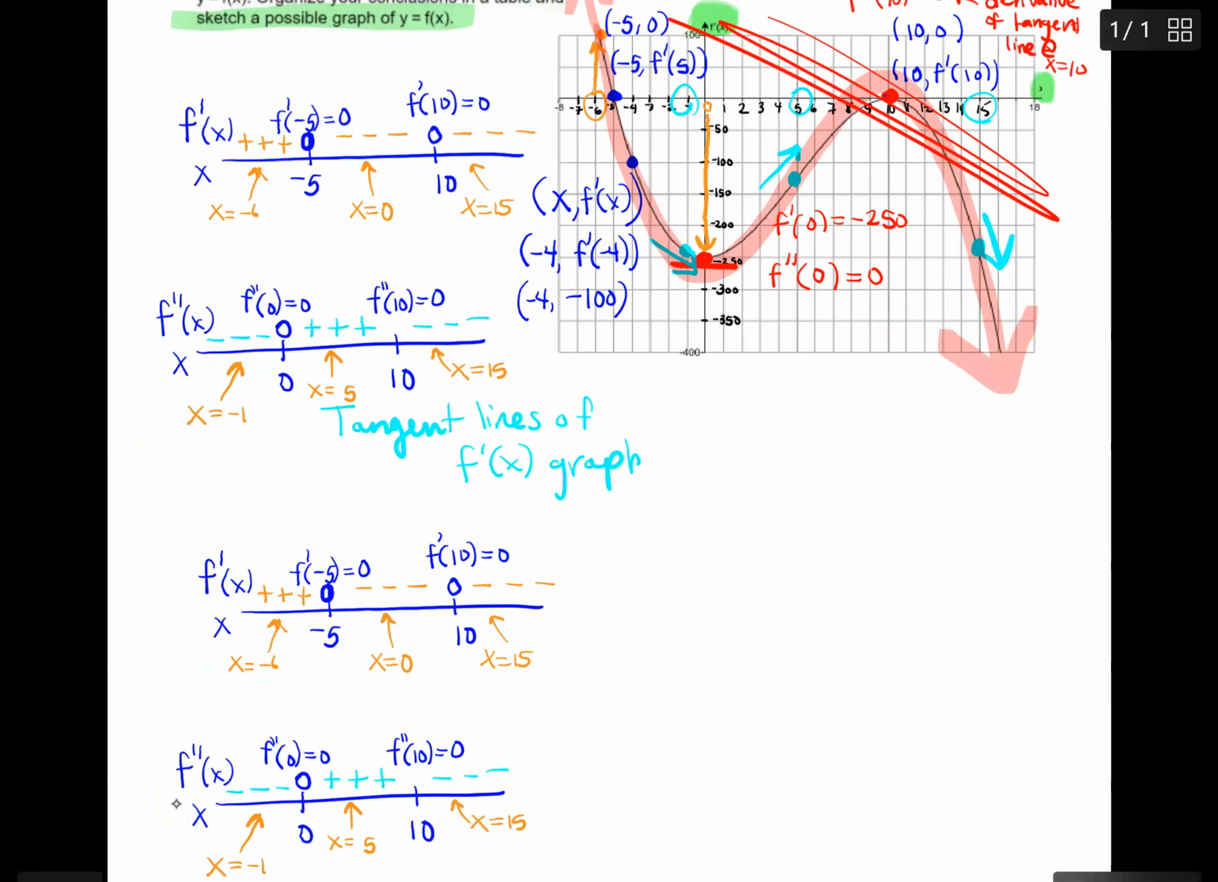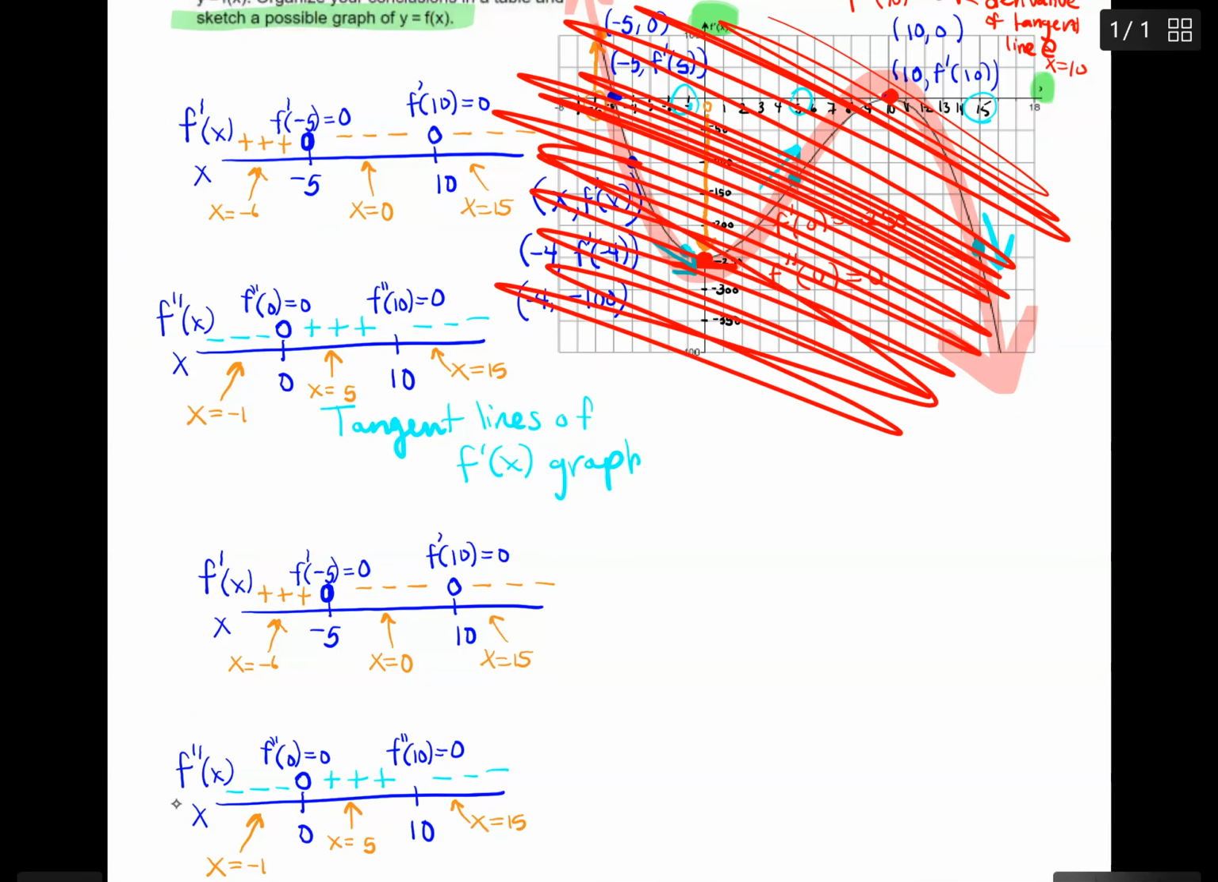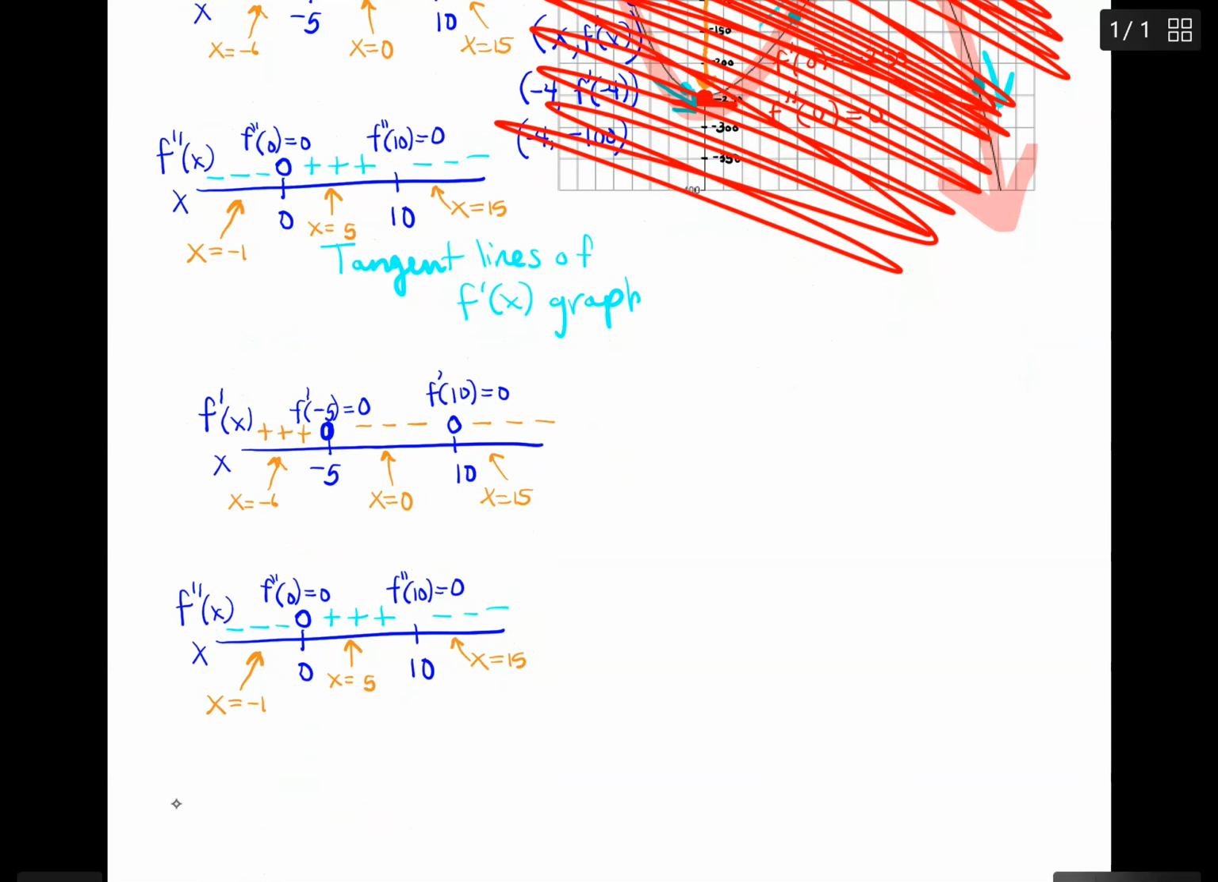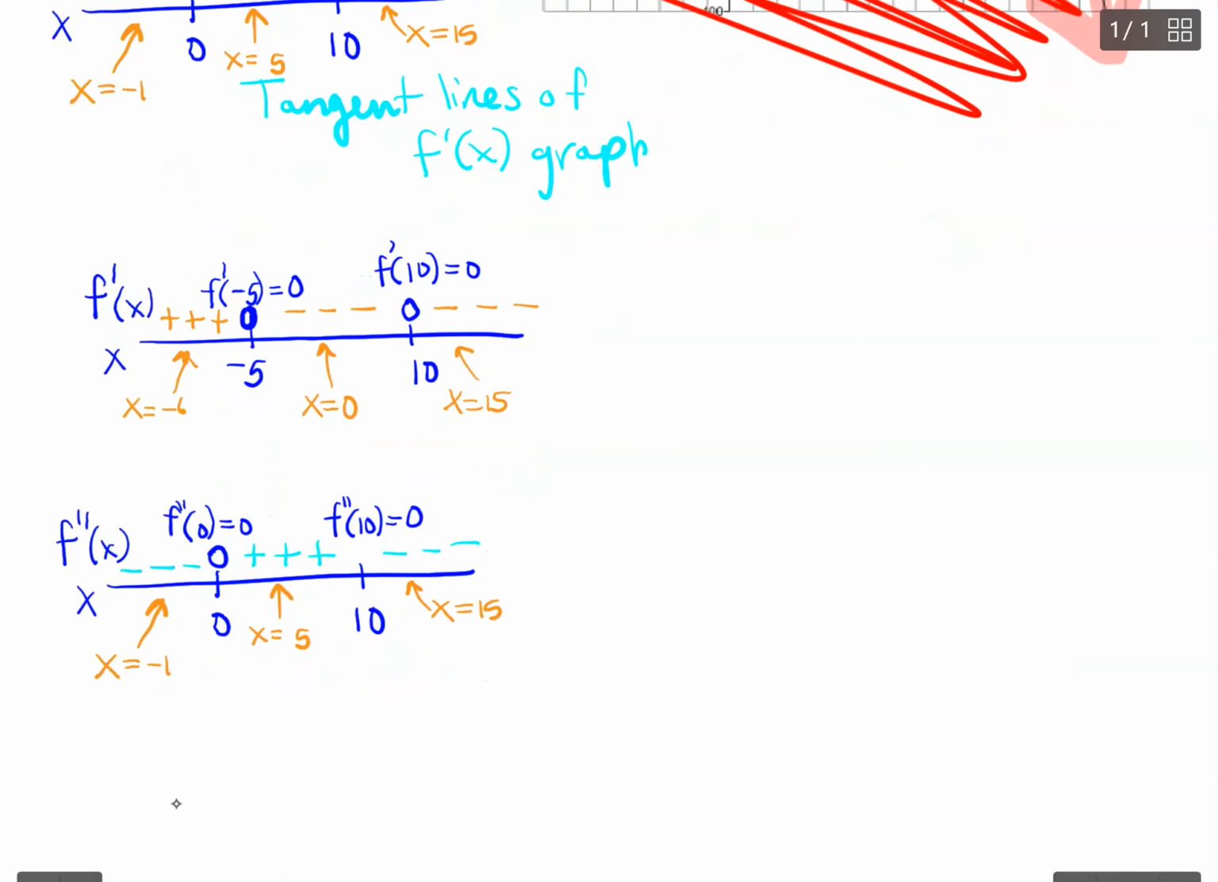I duplicated those sign charts, and now I'm going to ignore this graph and only look at the sign charts. Ignore that, don't look at it, it'll mess you up. Okay, here we go. So let's sketch a possible graph here.